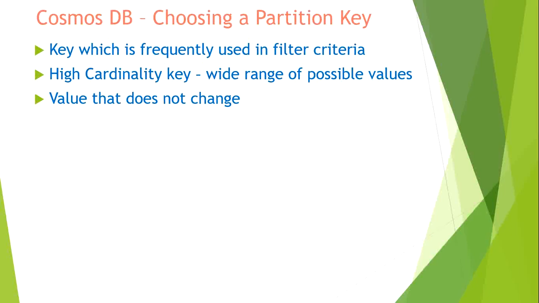So you should use it in such a way that the data is spread across the partitions. To do that, you have to choose a very high cardinality key. And of course, the value for that particular key should not change. So these three are the major criteria that you have to look at while creating a partition key for Cosmos DB.